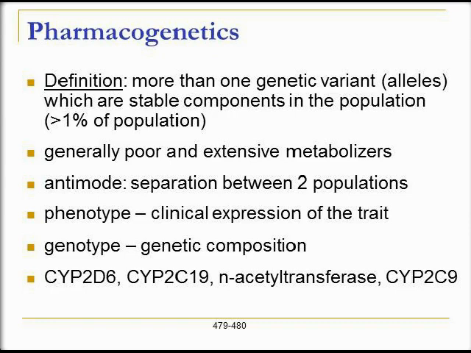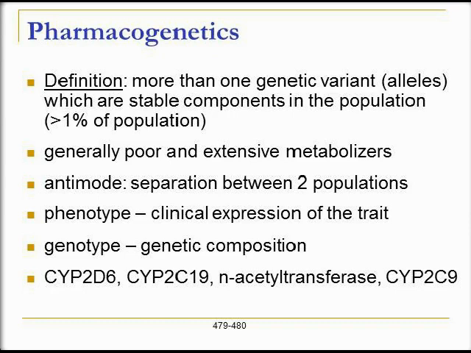And then there's a clear anti-mode that separates the two populations, which again you can see with a picture on page 479. CYP3A4 actually has a very diverse spread of people that are more rapid or more poor metabolizers, but there's no anti-mode. It's just a bell-shaped curve. And so because of that, there's really no pharmacogenetics related to CYP3A4.